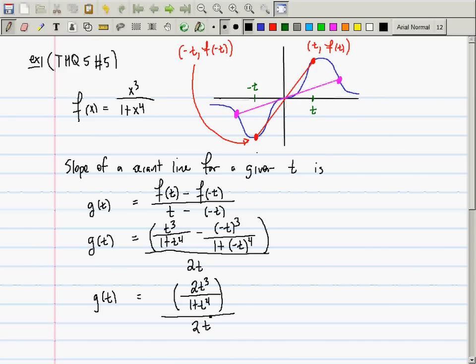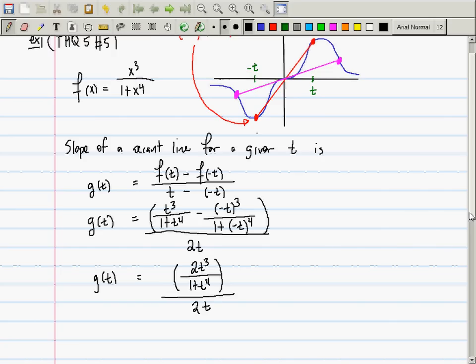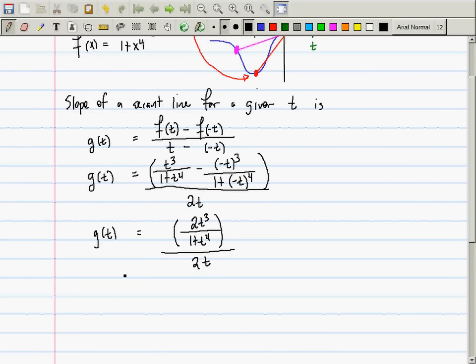This 2t is that 2t. And after one more simplification, instead of dividing by this, I can multiply by its reciprocal. So g of t is 2t cubed over 1 plus t to the fourth multiplied by 1 over 2t. The 2's will cancel, and one t will cancel. So then this is t squared over 1 plus t to the fourth.